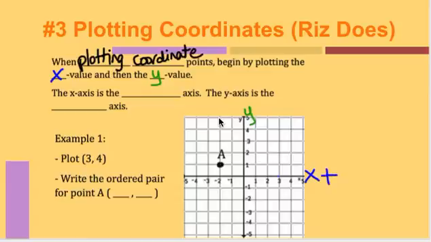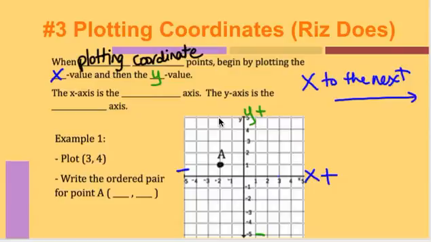This on the right side of the x-axis is the positive side, positive 1, positive 2, 3, 4, 5, etc. And on the left side is the negative side. On the y-axis, it's going to be the positive up here, and then the negative down here. Just as a reminder, a way to remember this is x to the next, from side to side, and y to the sky, which means it's going up and down.